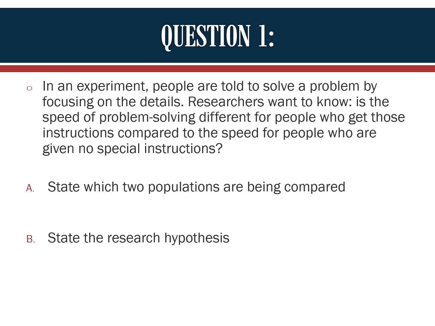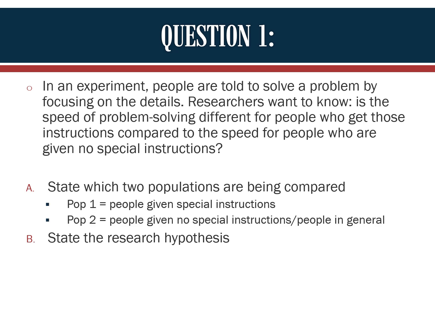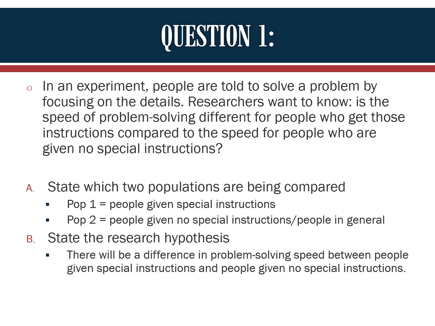All right, so question 1, in an experiment, people are told to solve a problem by focusing on the details. Researchers want to know, is the speed of problem solving different for people who get those instructions compared to the speed for people who are given no special instructions? So part A here, state which two populations are being compared. Population 1 for this study example is people who are given special instructions, whereas population 2, people who are given no special instructions or people in general.